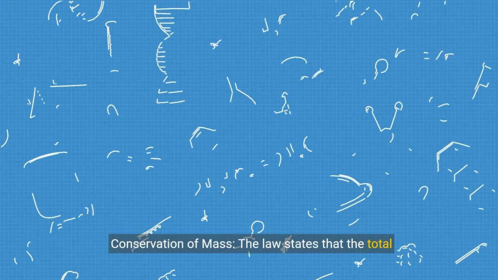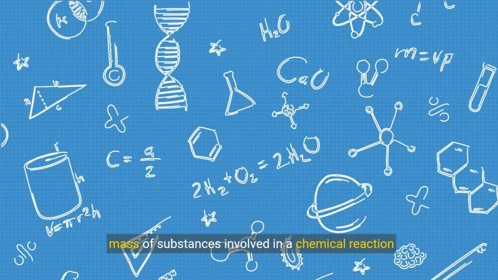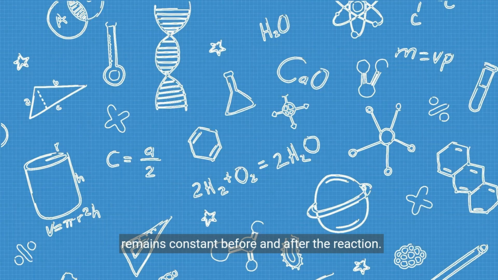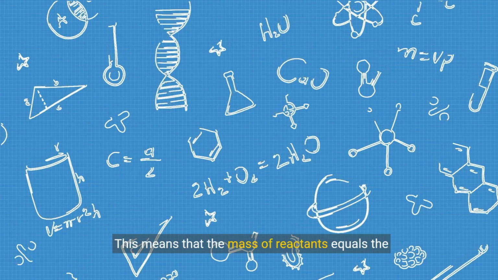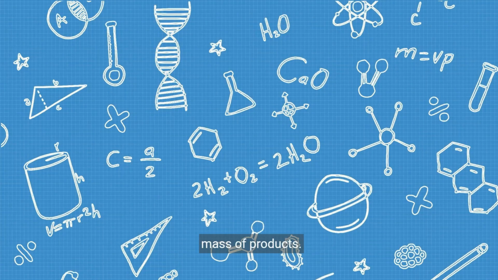Conservation of mass. The law states that the total mass of substances involved in a chemical reaction remains constant before and after the reaction. This means that the mass of reactants equals the mass of products.